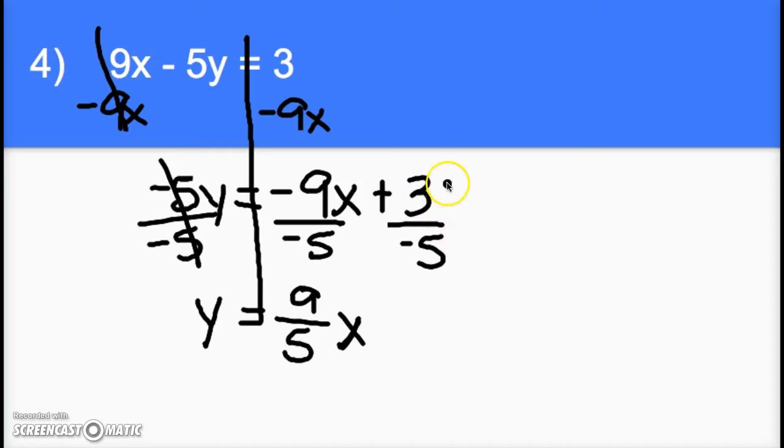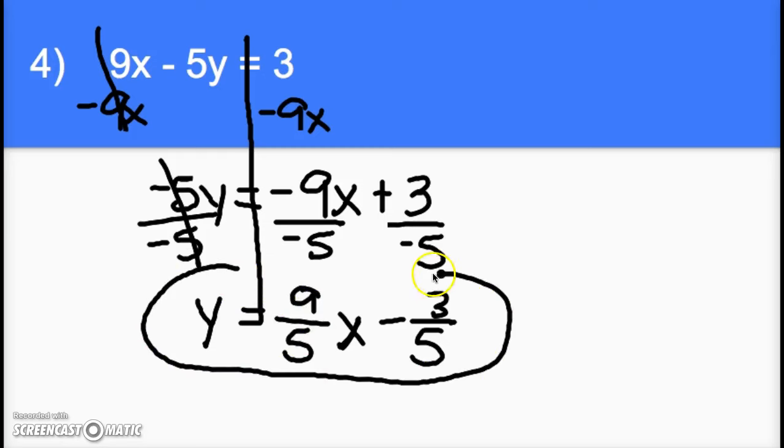Okay, and over here, I have a fraction, 3 over negative 5. Can't be simplified. But I do know that a positive and a negative would make a negative 3/5. So I'm just going to write minus 3/5. You could leave it as plus negative 3/5 and it would be the same thing. But you can just put a minus sign there if you want. So y equals 9/5 x minus 3/5.